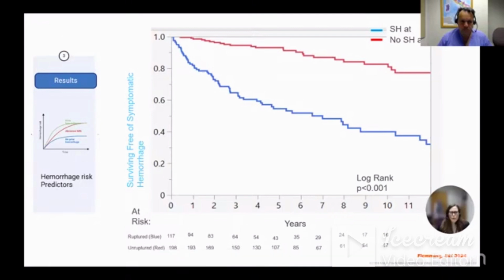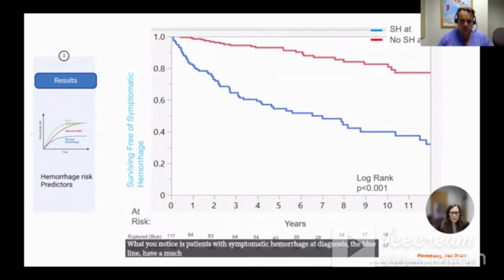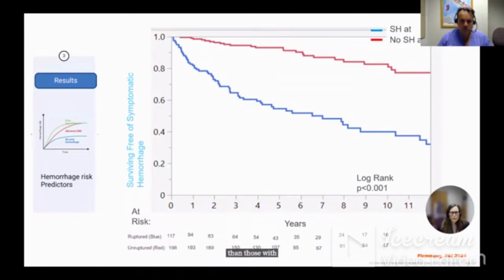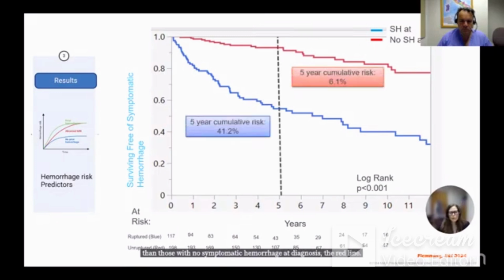This is the Kaplan-Meier curve from our data. What you notice is patients with symptomatic hemorrhage at diagnosis, the blue line, have a much higher risk of recurrent hemorrhage than those with no symptomatic hemorrhage at diagnosis, the red line. By 5 years, the cumulative risk of proportion of patients with a recurrent hemorrhage is 41.2% in the symptomatic hemorrhage at diagnosis group versus 6.1% in the patients presenting without a symptomatic hemorrhage at diagnosis, but remember, some of them do have symptoms.